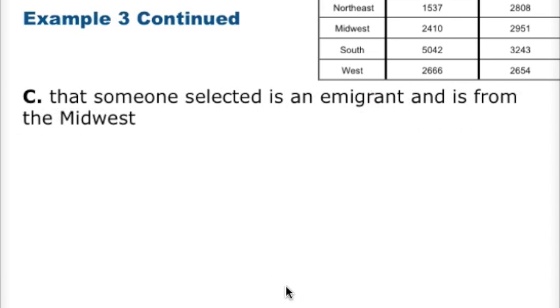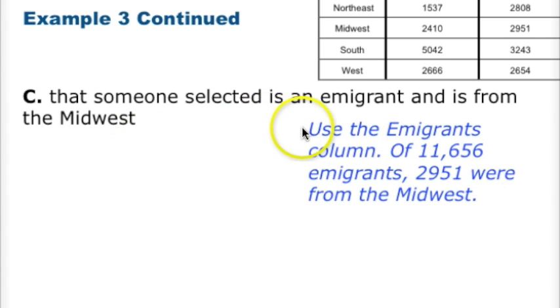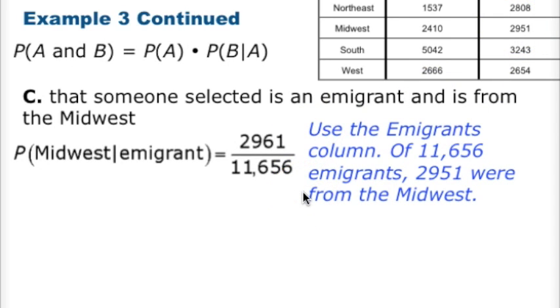And lastly, what is the probability that someone selected is an immigrant and from the Midwest? So what's the probability that both things happen? Well, we know the probability of immigrant, we already added those up. That's how we had our 11,000 number for that one. And from the Midwest, that's this number off the chart. So when we divide those two, we can get our probability for that.